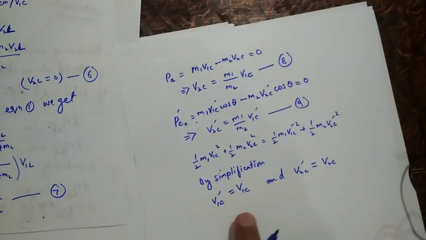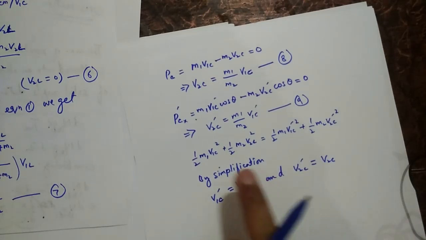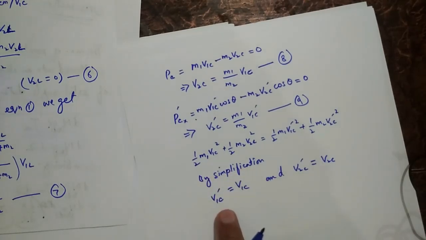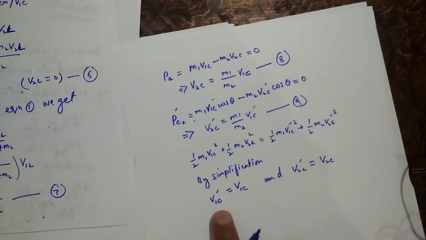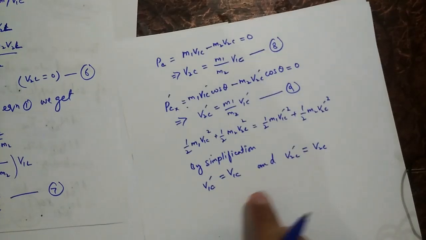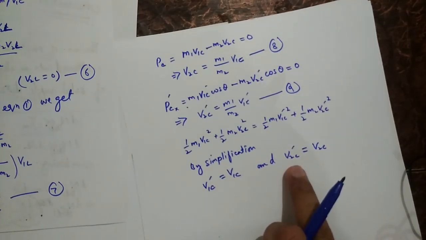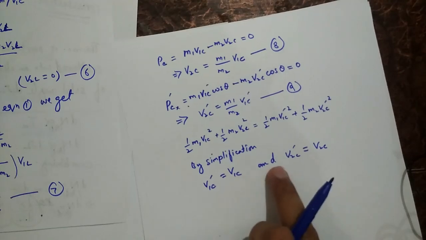What we have obtained here is that in elastic scattering, if the scattering is elastic in the center of mass reference frame, we see that before collision and after collision the velocity of the projectile is the same, there will be no change, and similarly the velocity of the target also doesn't change.